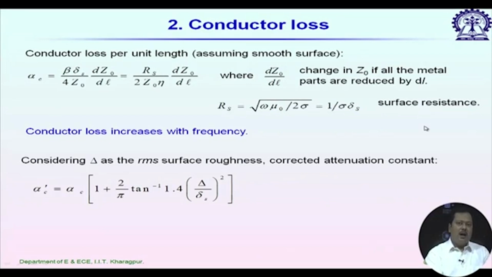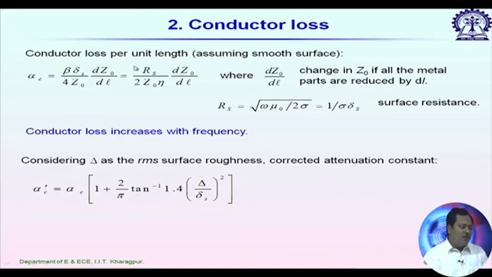So, for example, if we have a coaxial cable, let us say it is excited in TEM mode. In that case we first have to calculate the characteristic impedance of the given coaxial cable, and then what we will be doing is, we will reduce the inner conductor as well as increase the diameter of the outer conductor by delta L, and we will recalculate the new Z naught value. That will give us delta Z naught, then we can easily calculate dZ naught by dL. So, we can calculate alpha c for that given coaxial cable.